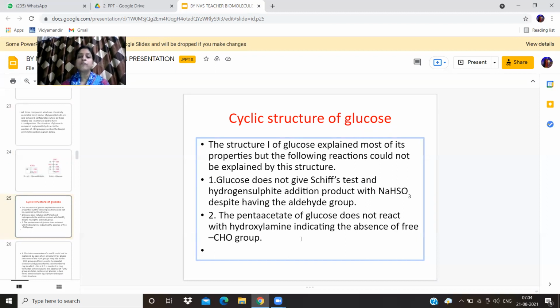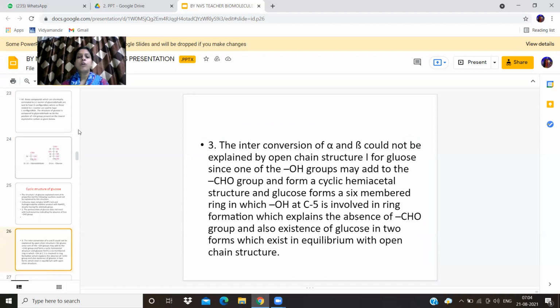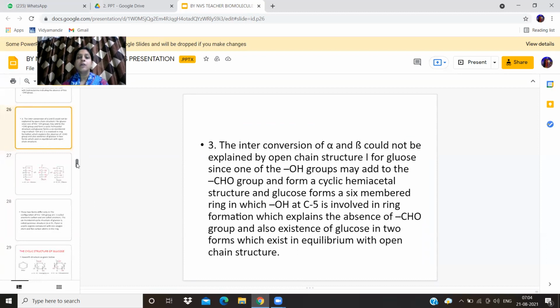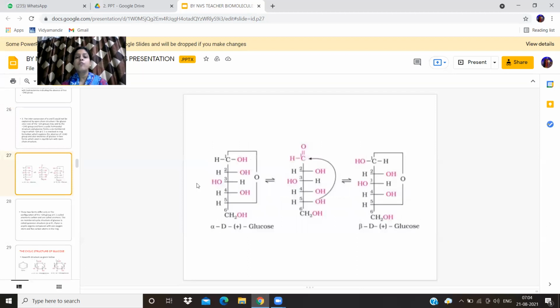Similarly, the pentaacetate of glucose does not react with hydroxylamine, which indicates the absence of a CHO group. And the third one is also that the interconversion of alpha and beta could not be explained by the open chain structure. Okay, so that forms a cyclic hemiacetal structure and glucose forms a 6-member ring, in which the hydroxyl present at the fifth carbon is involved in the ring formation, and which involves the absence of the CHO group.